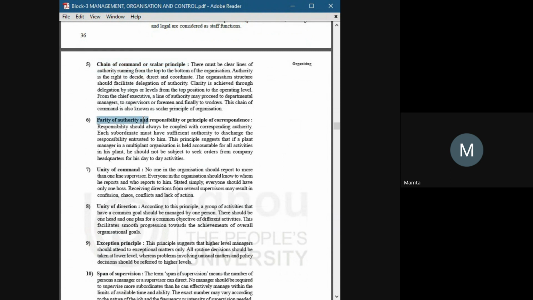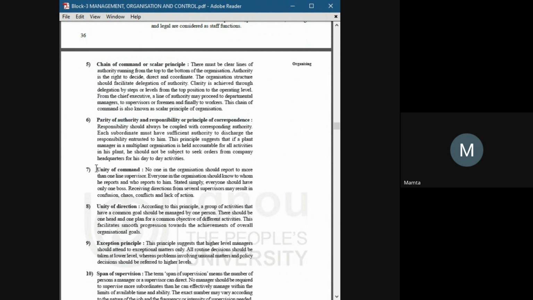Parity of authority and responsibility, or principle of correspondence. Along with the authority, we need to delegate the responsibility as well. If we are giving authority to a person, then we need to provide some responsibility to that person too. To perform that particular responsibility, we should delegate some authority to that person.